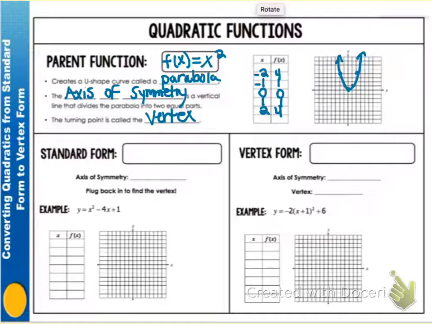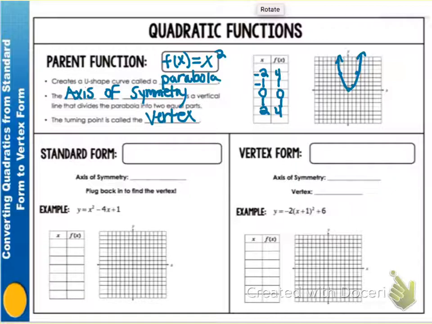Now, whatever we do to x squared, if we add things to it, we multiply it by things, maybe we add a term that just has an x in it, all those things are going to change the position of the parabola and also change its shape. Not completely change its shape, but instead of making it a parabola that looks like this, it might be a skinnier parabola, it might be a wider parabola, it might be a parabola that's facing downward, okay?